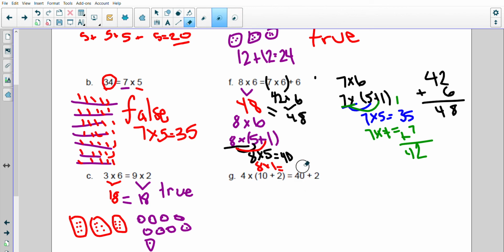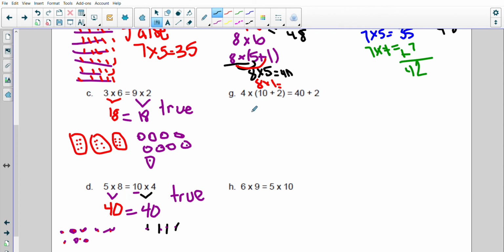Let's erase some of this stuff so I can write in my answer here. So I know this is true. All right, letter choice G. Again, if I have any parentheses, that needs to get done first. So I'm going to start with my parentheses, which says 10 plus 2. Well, 10 plus 2 I know is 12.